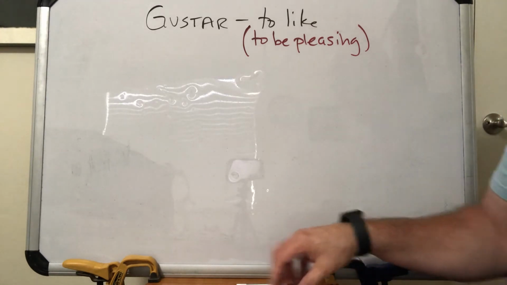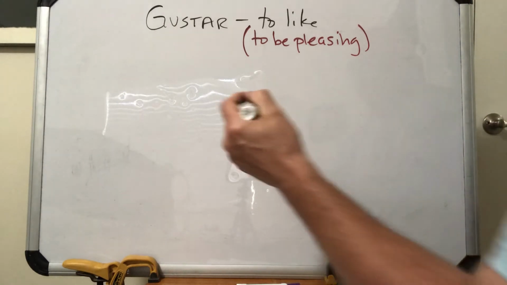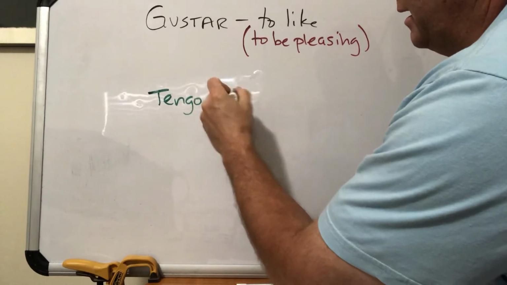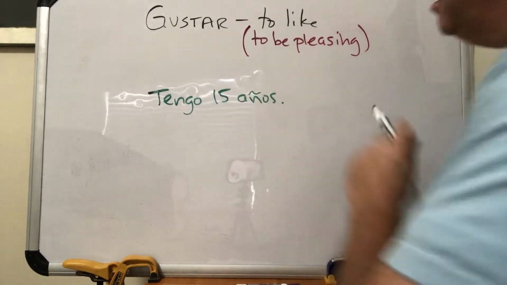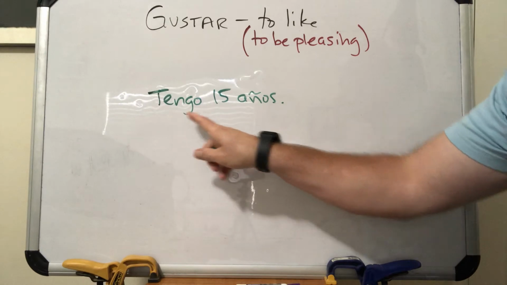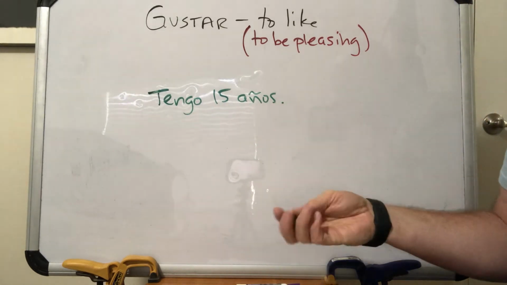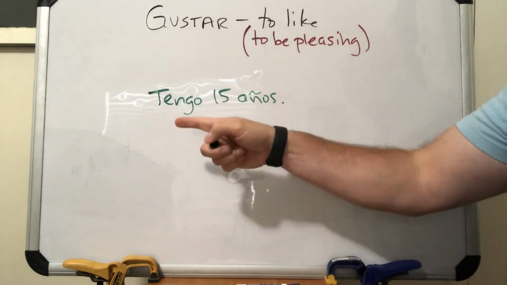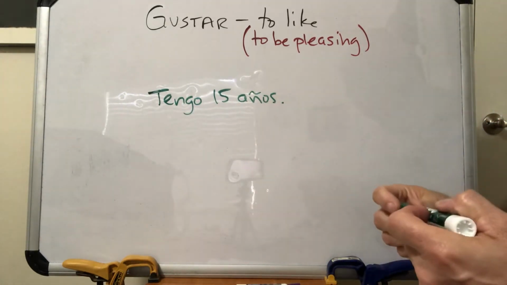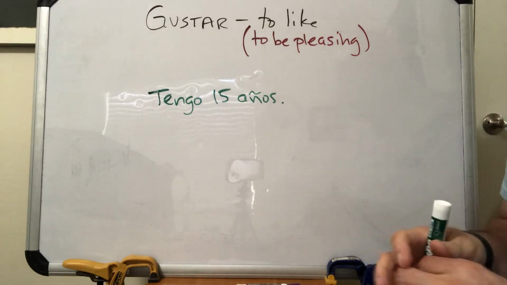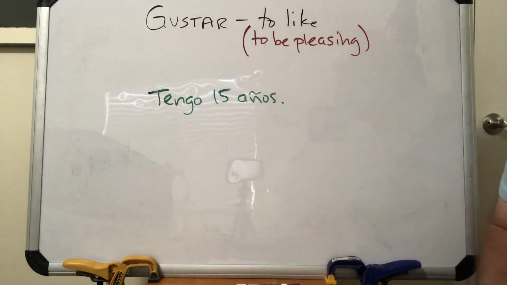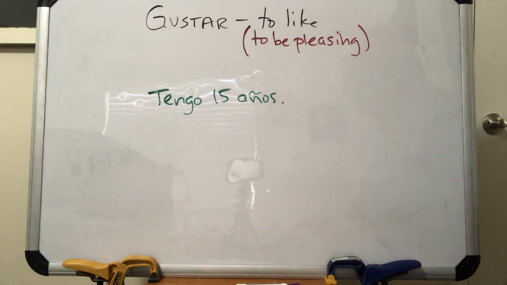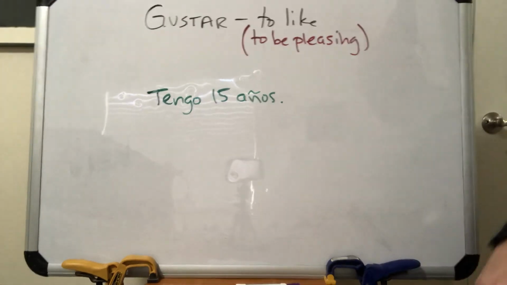For example, when we talk about the verb tener, when we say tengo 15 años, if you directly translate that, it's "I have 15 years," which is not the way we say it in English. So I'll say the equivalent phrase in English is "I am 15 years old." It's called an idiom, where it doesn't really make sense when you do a direct translation. You have to understand what it means and how you would say that same thing in the other language. So gustar is one of those.